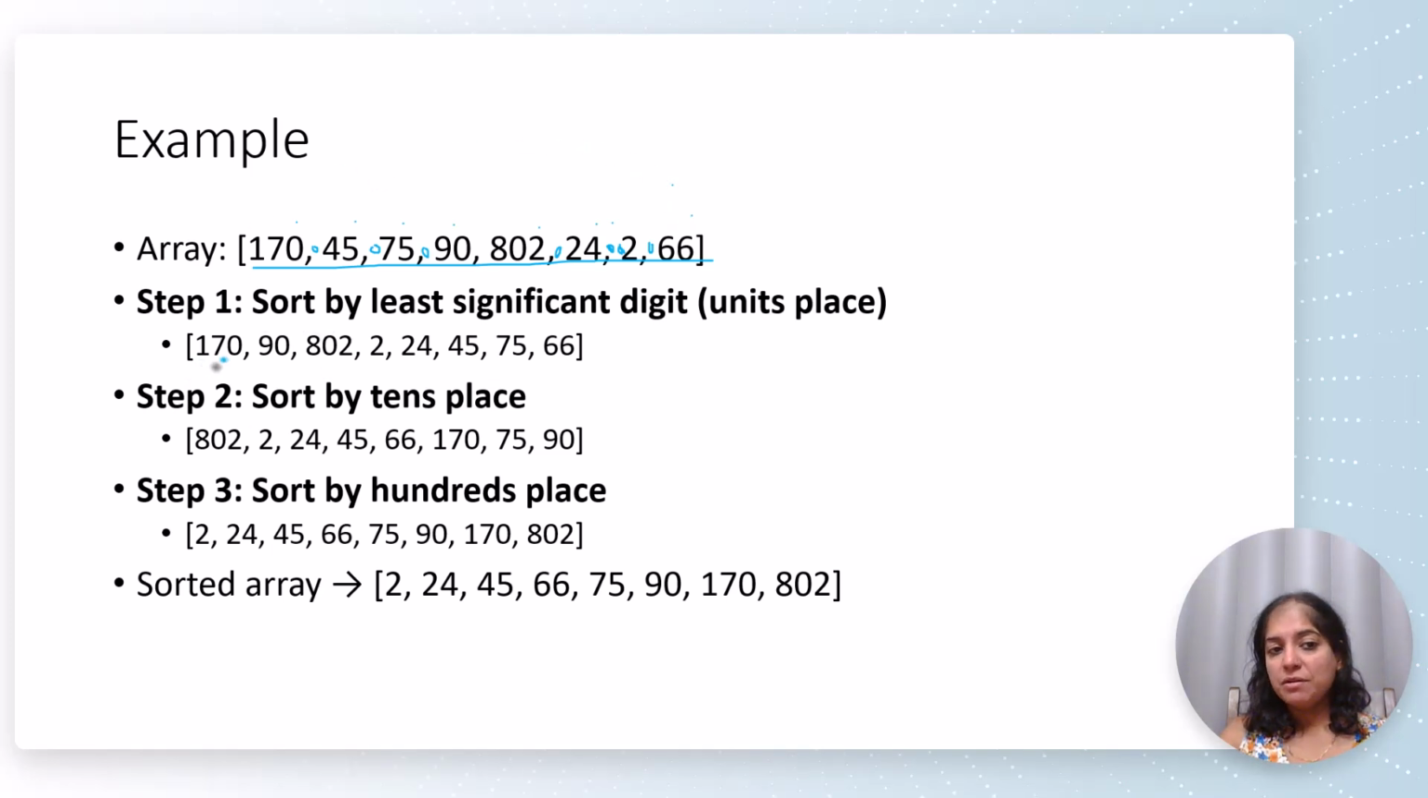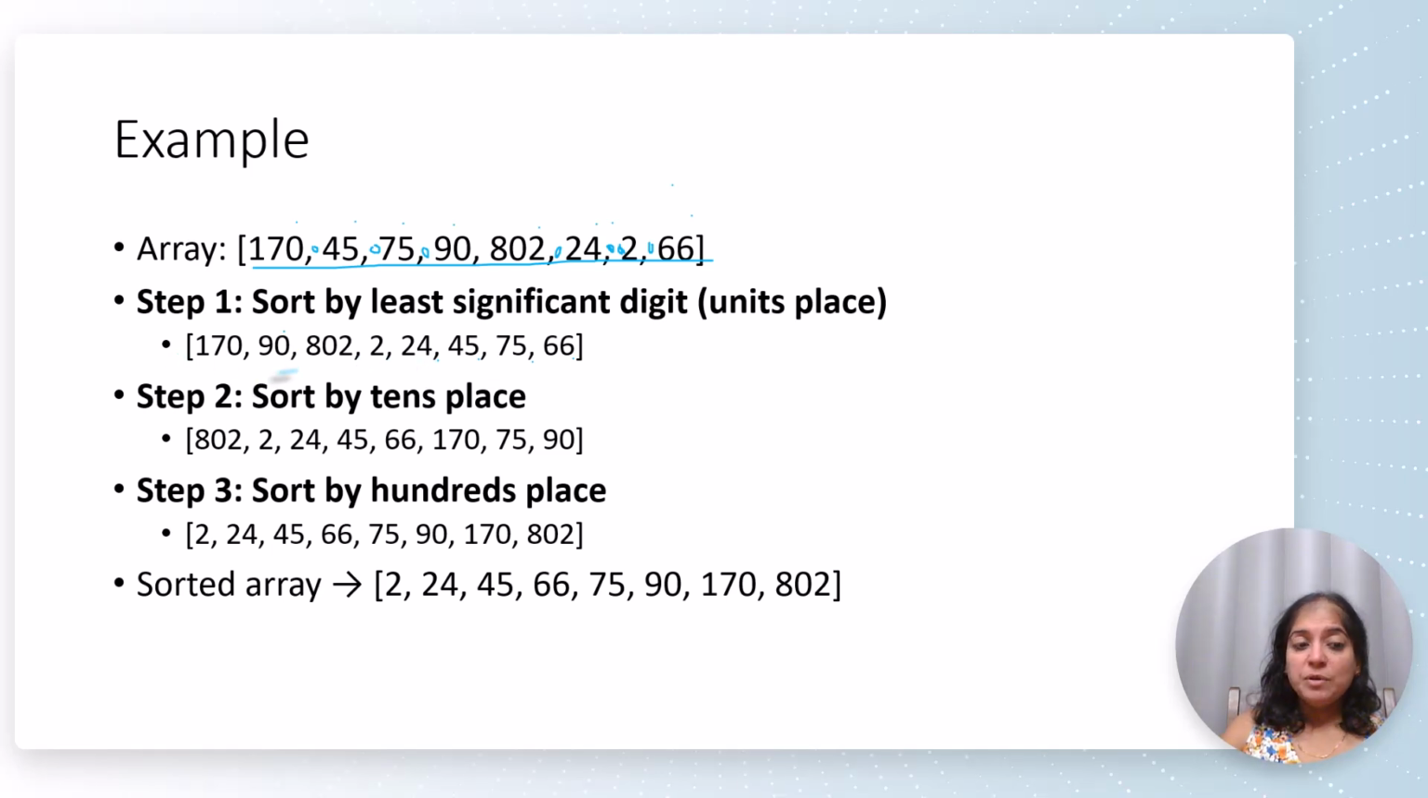So it becomes 170, then 90, because of the least significant digit. Then 802, then 2, then 24, 45, 75, 66. So if you see, the elements are arranged based on the least significant digit.